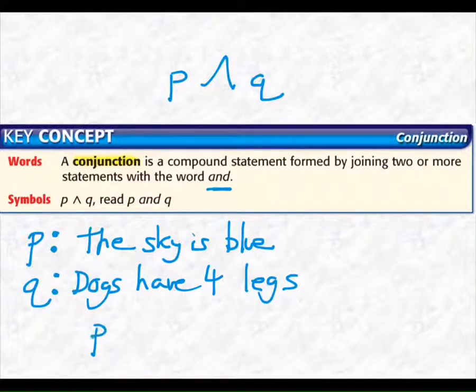If I said read this to me, this would say the sky is blue and dogs have four legs. That's what this symbol means. It's called a conjunction, and it means and. A conjunction joins two words with the word and. It's very important that you know what this symbol is and what a conjunction means, because then there's something else that means or, a different type of compound statement.